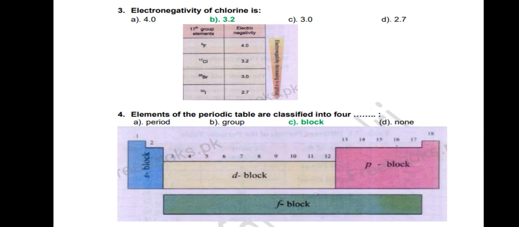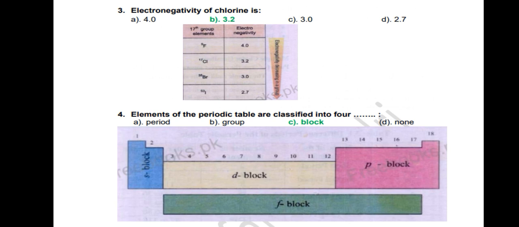Electronegativity of chlorine is, you can see in the table, 3.2. The highest electronegativity is of fluorine, which is equal to 4.0, and bromine has an electronegativity of 3.0 and iodine 2.7, so option B will be correct.